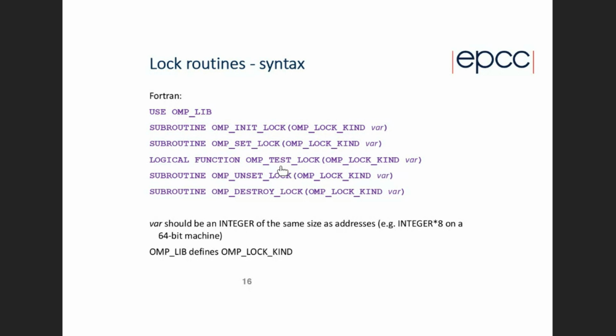And very confusingly, I think this was a poor choice of naming, OMP test lock is the non-blocking setter, which is not really what you expect from the name. So test lock does not do what you think, which would be to say, is this lock currently set? It says, please set this lock and return true or false, depending on whether you succeeded or not. Then we have the unset and also the destroy.